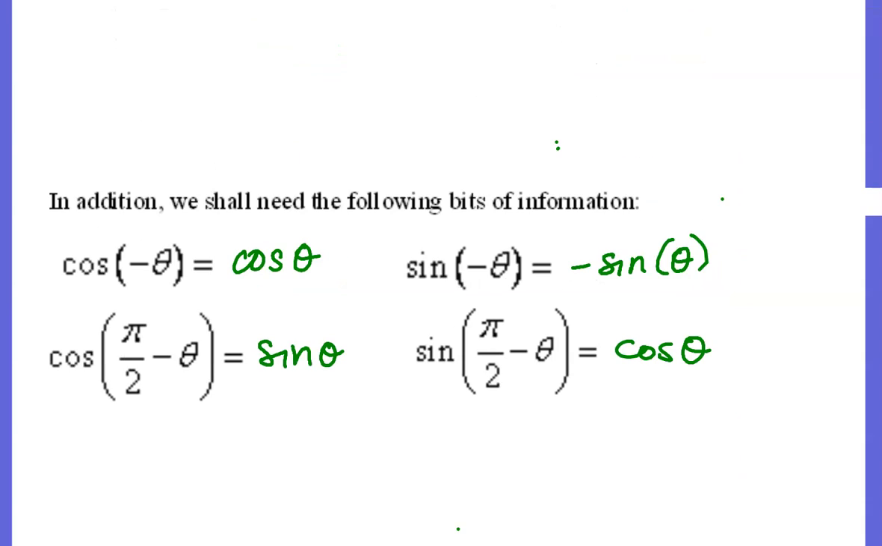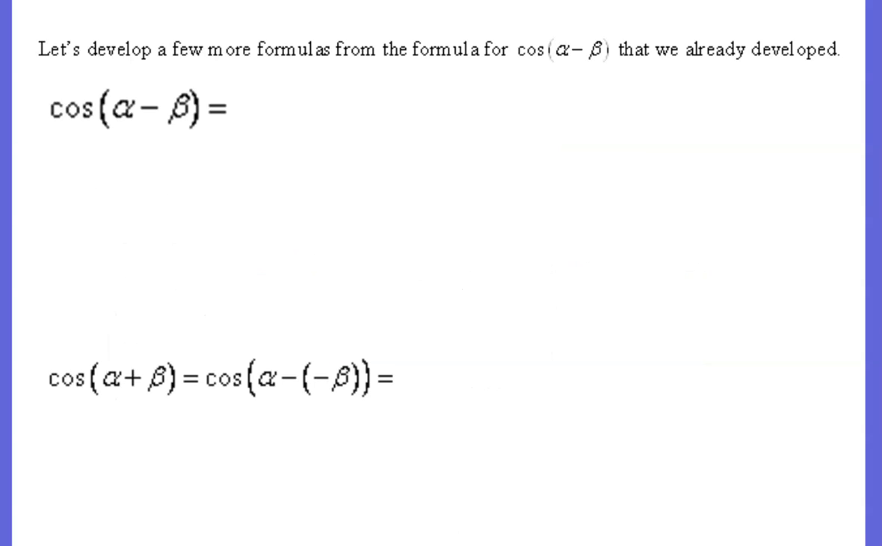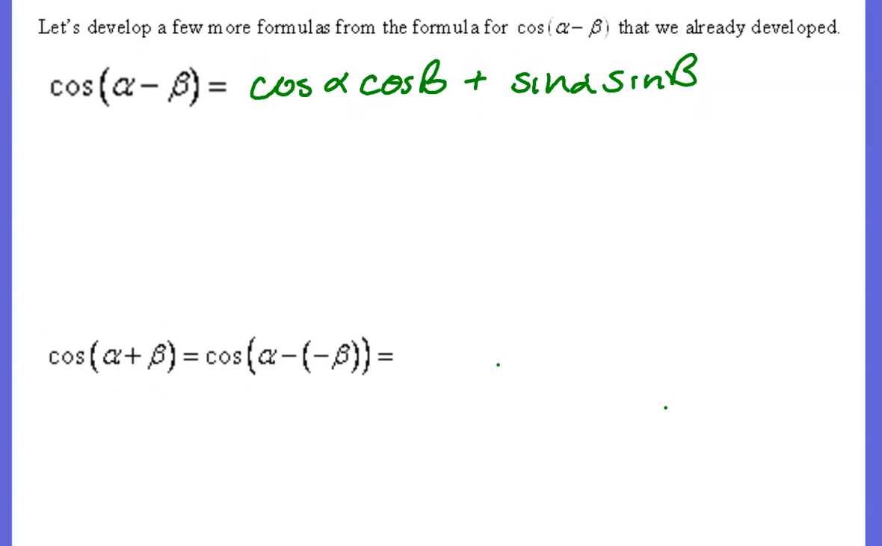Okay, so let's see. I think I do. Yep. So again, we already know this guy. The difference is cos the first, cos the second, plus sine the first, sine the second. If I wanted to do the addition, I'm going to do it using subtraction since I already know that formula. But I'll make this guy a negative b because then technically that's subtraction, but it actually comes back out to this. Do you guys see that?